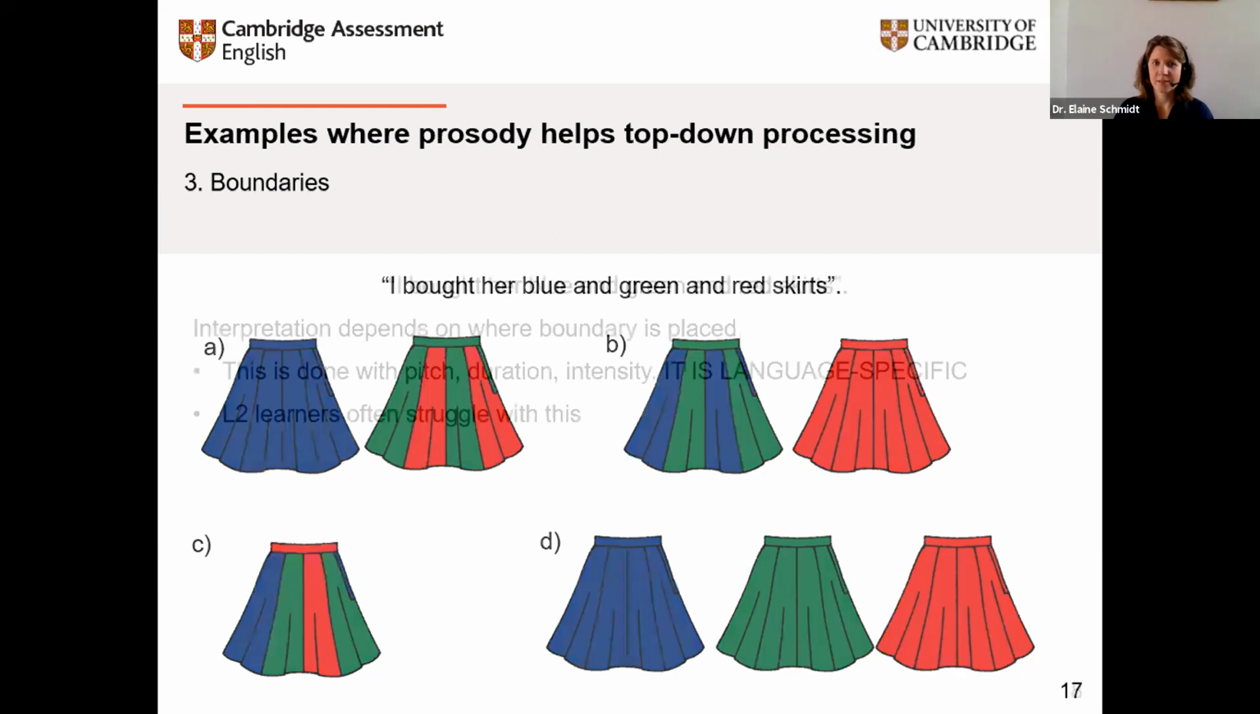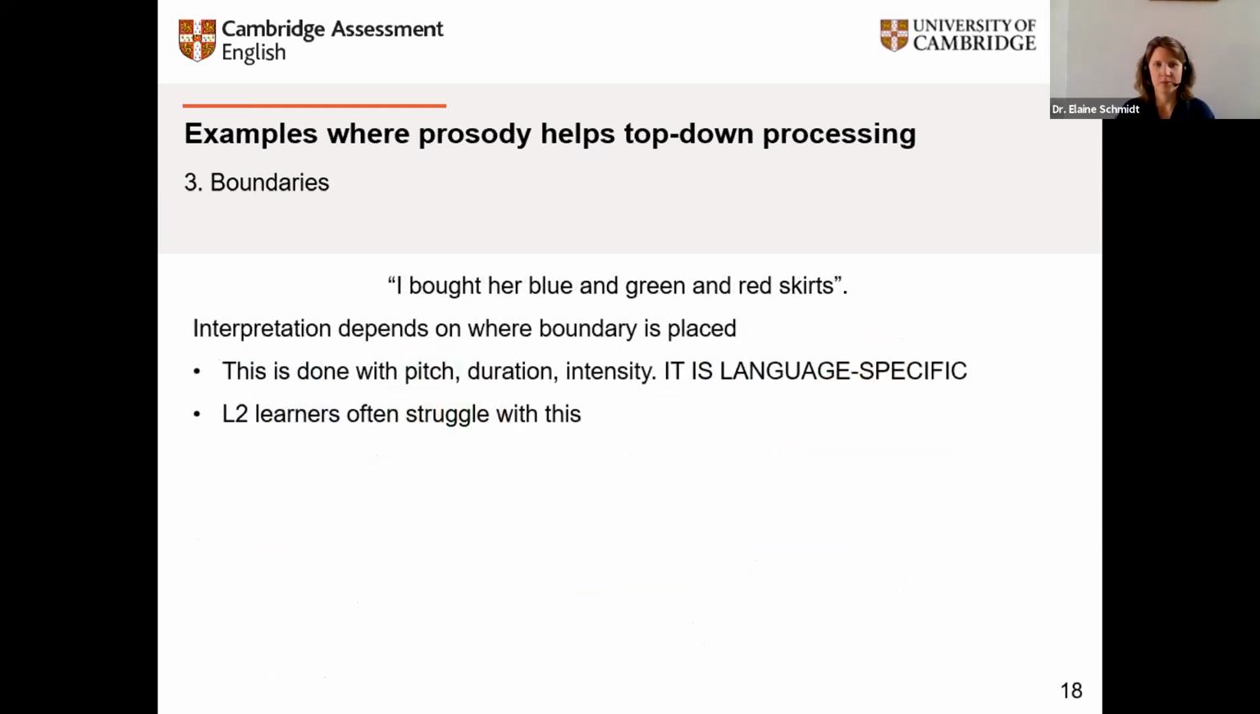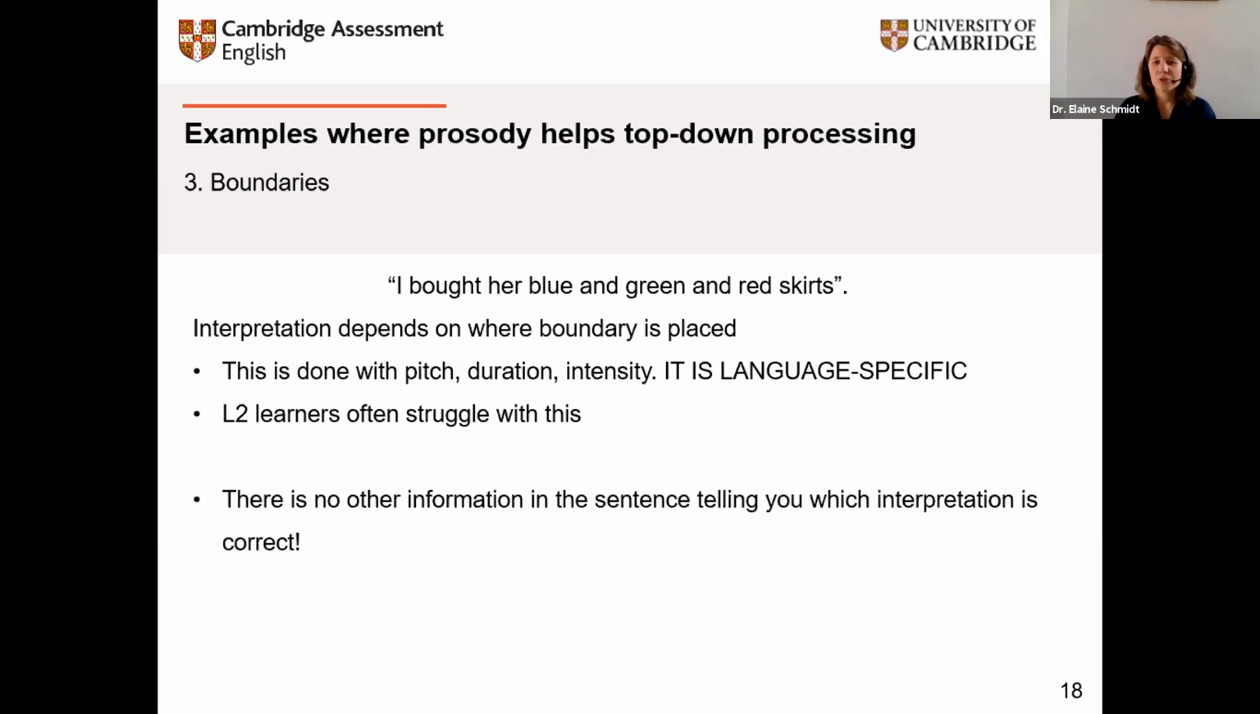What you can see in this example is that the interpretation only depends on where the boundary is placed. Again, as in the other example, this is done with pitch, duration, and intensity, but how this is done is very language specific. Different languages use the cues differently. And as I said, L2 learners often struggle with this. Importantly, there is no other information in the sentence telling you which interpretation is correct. So while I said in the other ones, it's not strictly speaking crucial, in a sentence like this, it is. There's nothing else that helps you otherwise. So prosody really is crucial here.